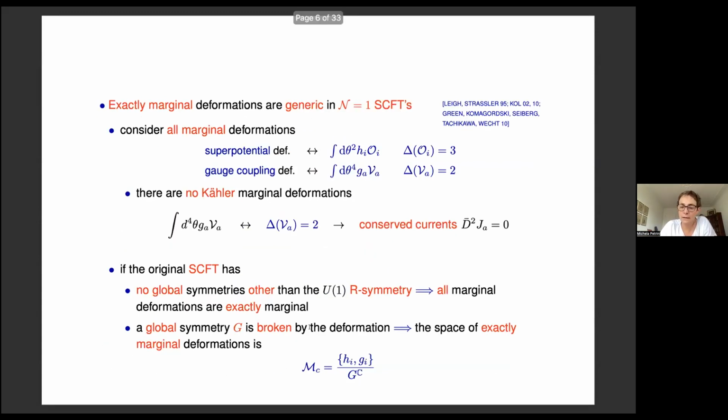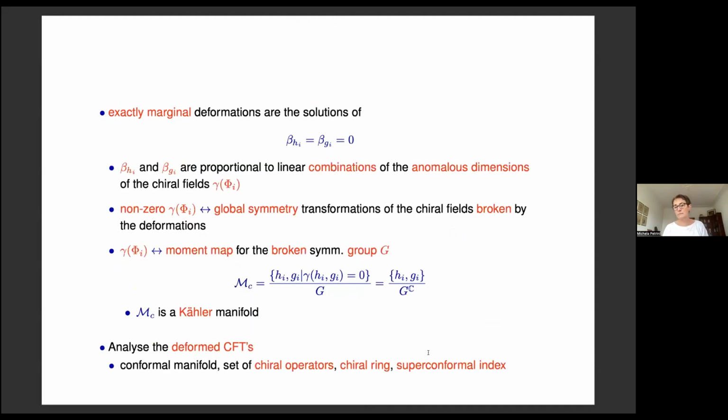To see why we have this very nice result, let's go back to what we're after, meaning the zeros of the beta functions for the superpotential couplings and the gauge coupling. And for N=1 supersymmetry, these beta functions are proportional to linear combinations of the anomalous dimensions of the chiral fields. And when some of these anomalous dimensions are non-zero, we can see that in a way they are associated to an action of some global symmetries that act on the chiral fields, and these symmetries are the symmetries broken by the deformation.